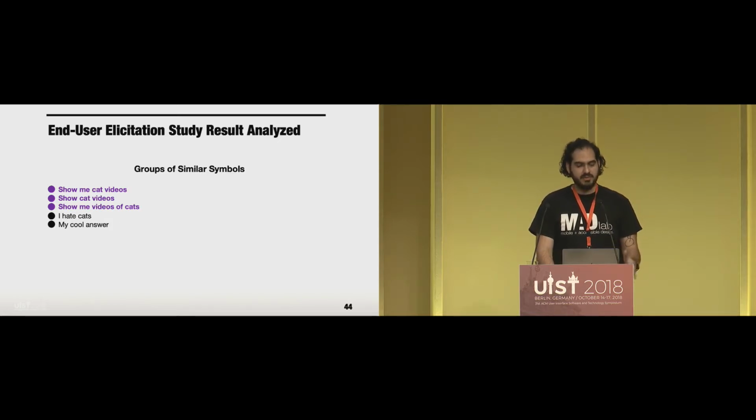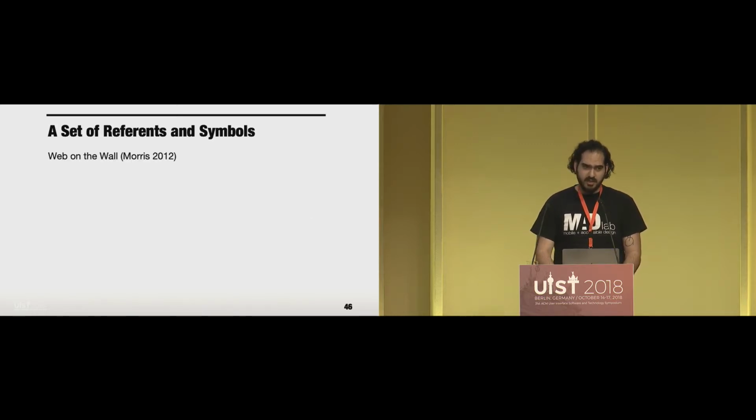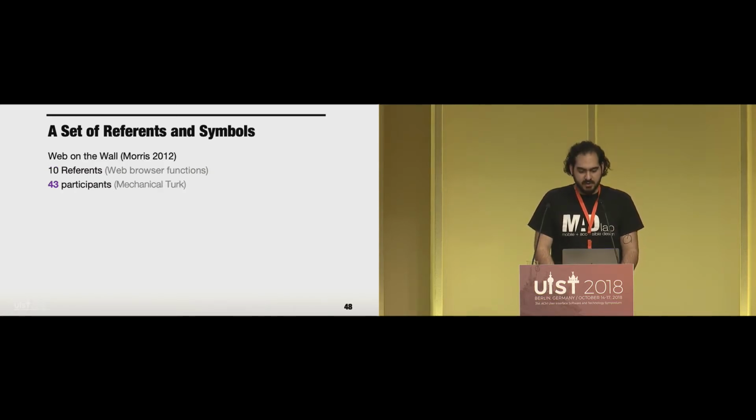Now that we were able to get the result that we needed, we move on to answer our second research question, which is how does the quality of the results produced by Crowdsensus compare to those produced by expert researchers? To do that, we conducted an elicitation study based on Morris's Web on the Wall elicitation study, where we had 10 referents, which were web browser functions like close browser or go back or refresh and things like that, and recruited 43 participants from Amazon's Mechanical Turk to give us proposals of voice commands on how to do these functions, and ended up with a total of 430 symbols.